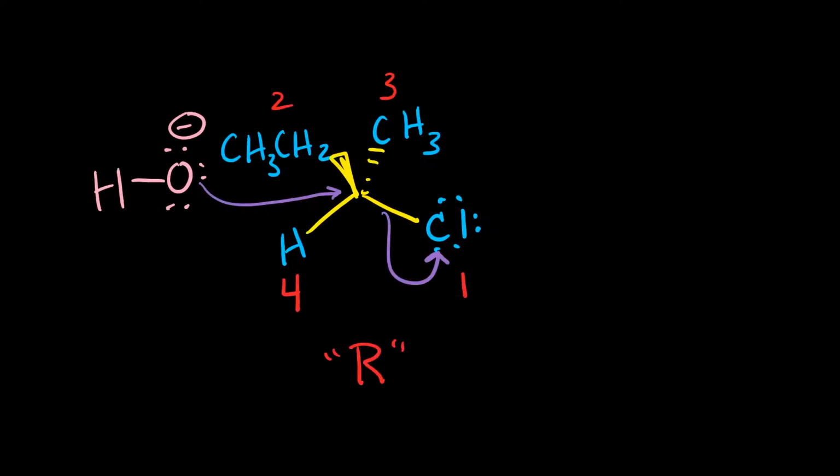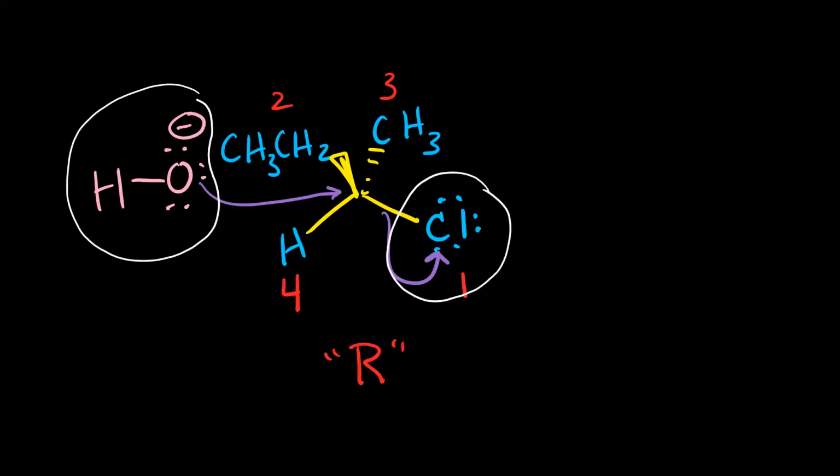To finish up our discussion of the SN2 reaction, let's take a look at the stereochemistry. During the SN2 reaction mechanism, the nucleophile will come in from the opposite side that the leaving group is leaving, and that's to minimize the steric repulsion between the electron-rich nucleophile and the electron-rich leaving group.